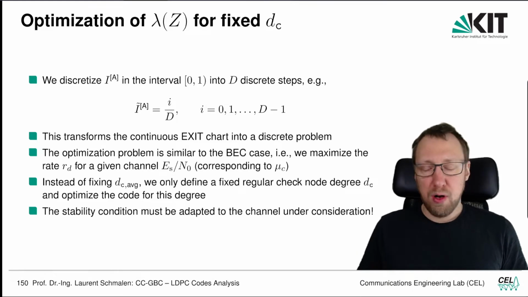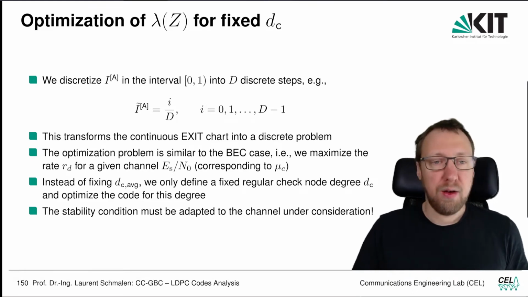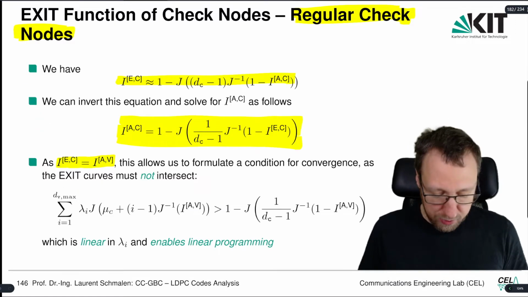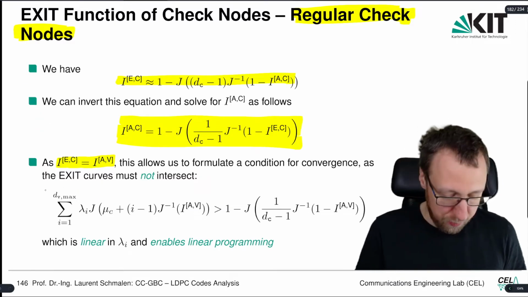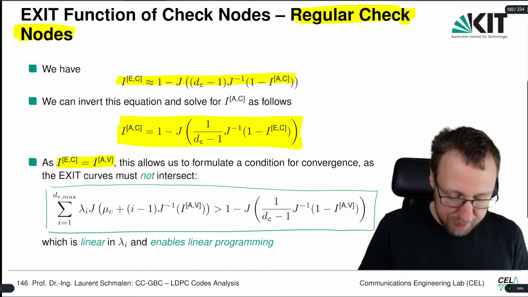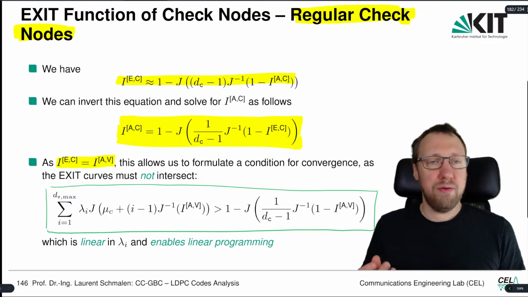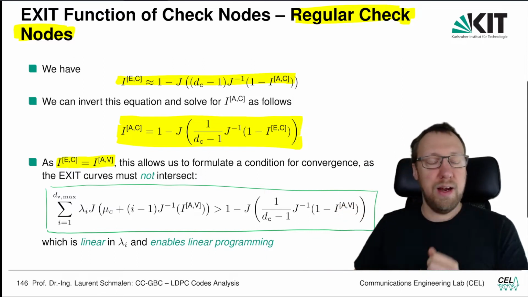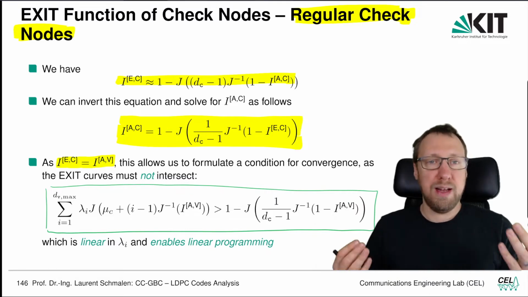So first of all, we start from the EXIT chart, and we essentially start from this condition. This is the condition that we would like to fulfill. And this is the condition that the code converges. There's an open tunnel in the EXIT chart, and we can iterate between variable nodes and check nodes.